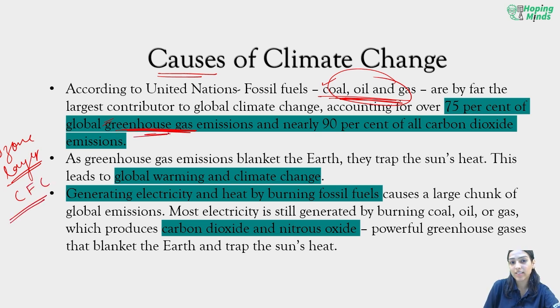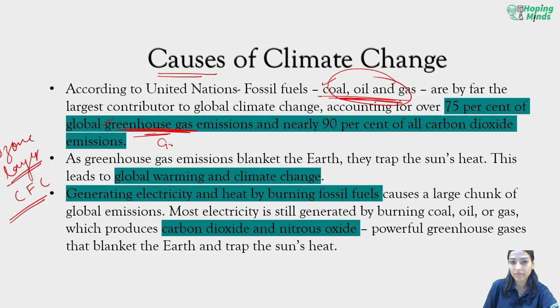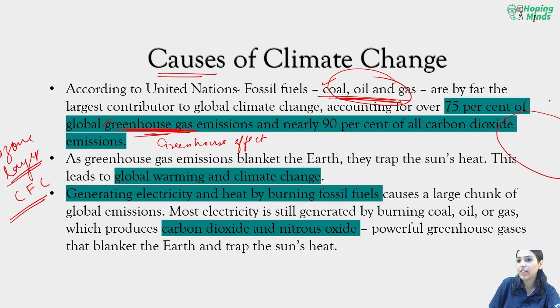And these greenhouse gases are also responsible for the greenhouse effect. Because these gases form a blanket on the Earth's atmosphere and prevent the heat from going out, which is then trapped within the atmospheric layer, leading to a rise in temperature. And a rise in temperature is one big climate change that we are facing. Greenhouse gas emissions blanket the Earth. They trap the sun's heat, and this leads to global warming and climate change.